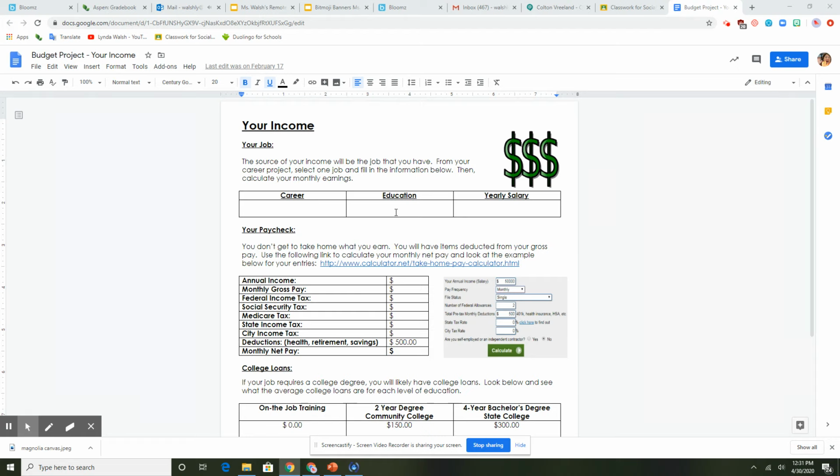That means how much school does it require? Does it require 2 years of college, 4 years of college? Does it require a master's degree or a doctorate degree, professional? And then the yearly salary.